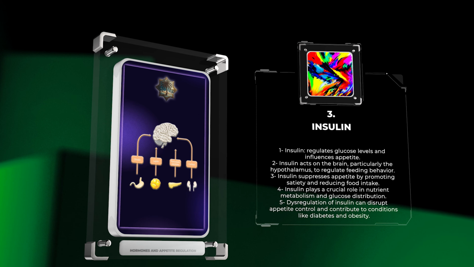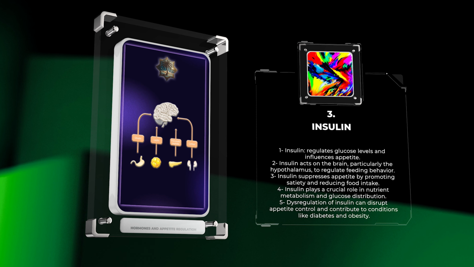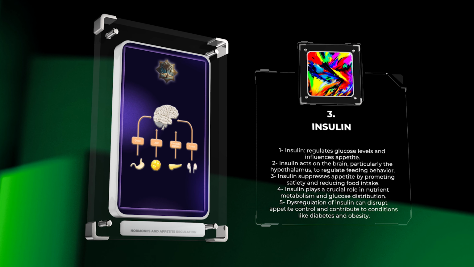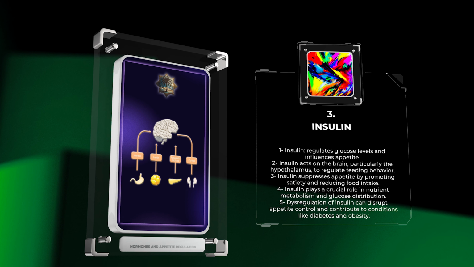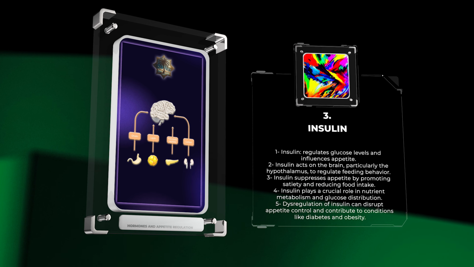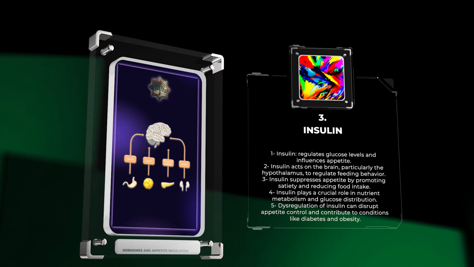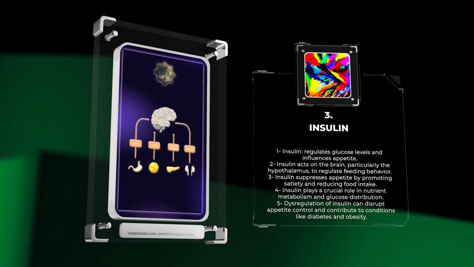Additionally, insulin also plays a crucial role in nutrient metabolism, ensuring adequate distribution of glucose and other nutrients throughout the body. Dysregulation of insulin can lead to disruptions in appetite control, contributing to conditions like diabetes and obesity.